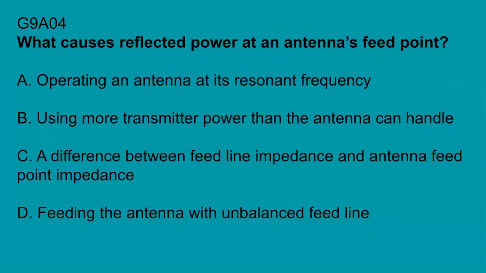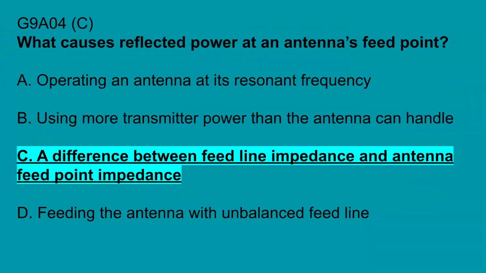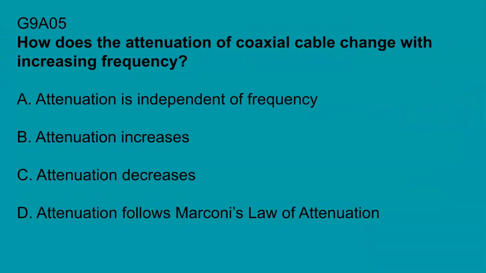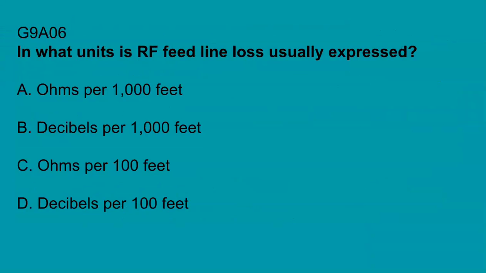G9A04, what causes reflected power at an antenna's feed point? That's going to be a difference between the feed line impedance and antenna feed point impedance. G9A05, how does the attenuation of coax change with increased frequency? Attenuation increases. G9A06, in what units is RF feed line loss usually expressed? That's decibels per 100 feet.